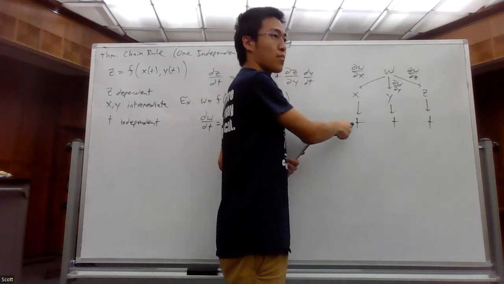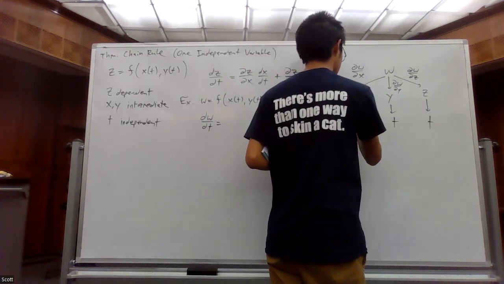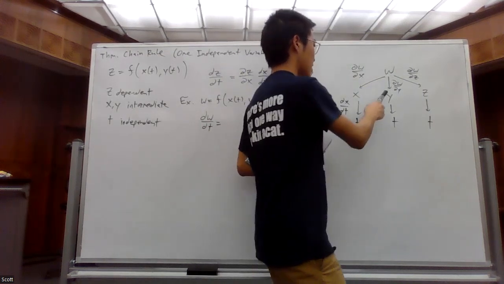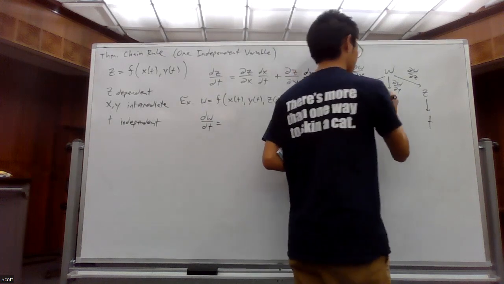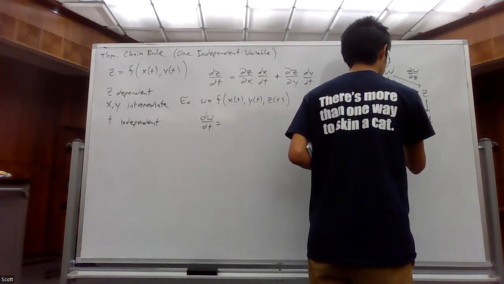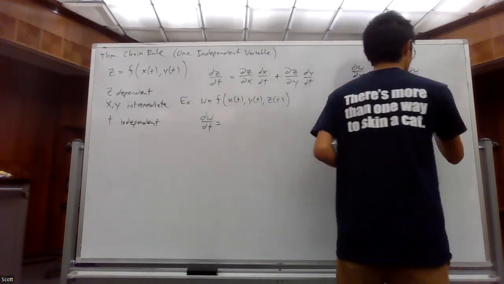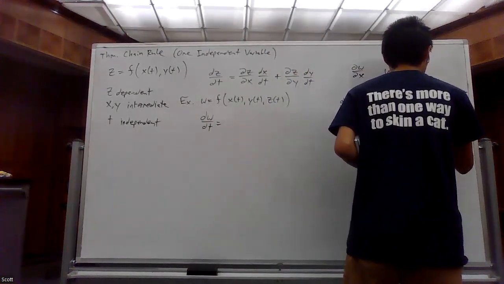Right, so there's no need for a partial. So from here to here, it's actually just a regular dx dt. Now what about from y to t? Okay. Regular dy dt. How many variables is z taken care of? One, so no partial derivatives, just dz dt.